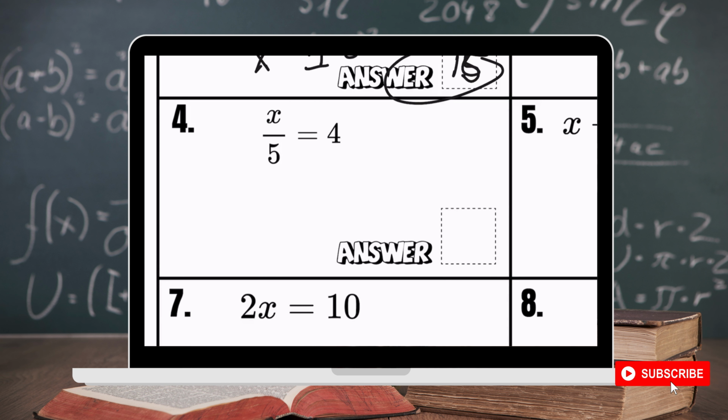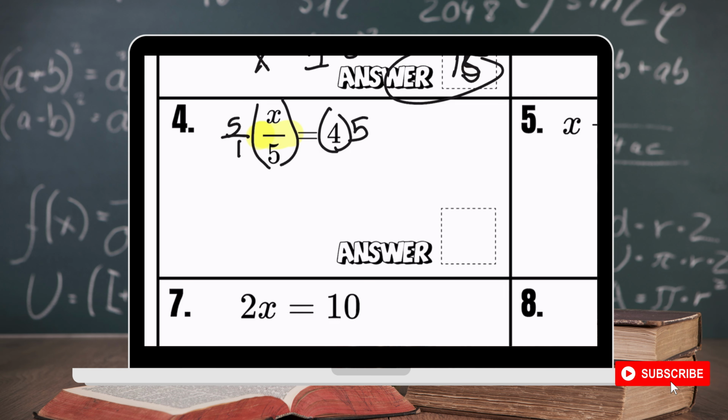So for number 4, we have x divided by 5. Remember that all fractions are division problems. And so this line right here, x over 5, means division. x divided by 5 equals 4. So to undo division, the inverse operation of division is multiplication. So we are going to multiply both sides by 5.